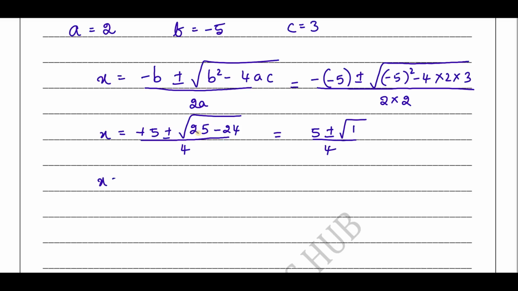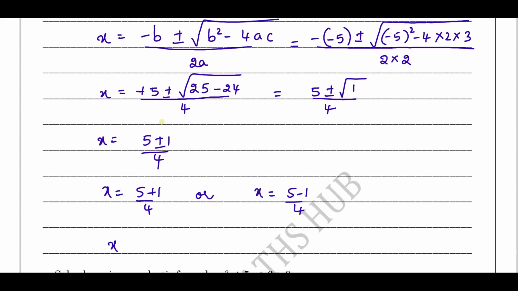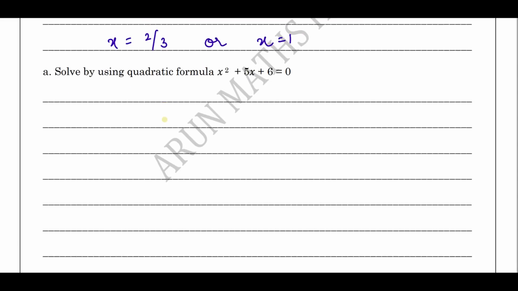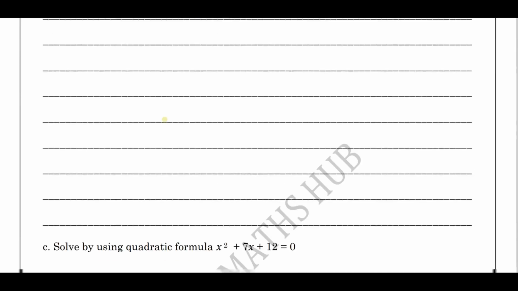Now square root of 1 is what? 1, right? x equals 5 plus or minus 1 by 4. Now take plus value once and minus once. x equals 5 plus 1 by 4 or x equals 5 minus 1 by 4. What you get? 5 plus 1 is 6, 6 by 4 is 3 by 2. Or 4 by 4 is x equals 1. Definitely an important question, finding the roots of the quadratic equation by using quadratic formula. Next, a few similar questions I have given for your practice.